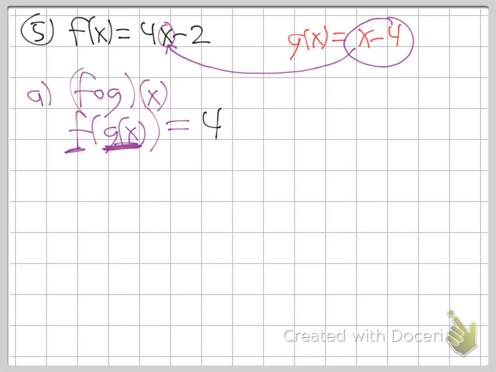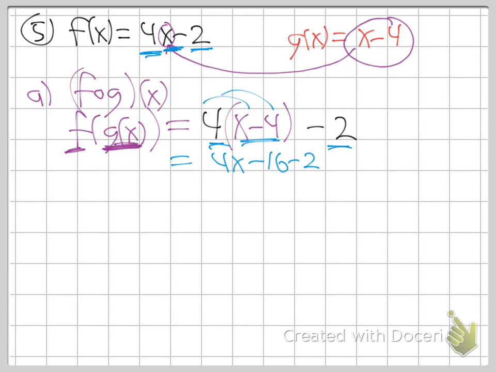4 times x minus 4 with the minus 2 outside. You okay with all that? Now we just work that out. See that minus 2? So it's 4 times g, minus 2. Distribute. 4x minus 16 minus 2, which is 4x minus 18. Done with that part.